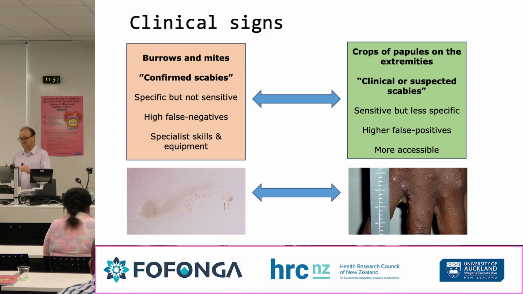This is the approach that we've used on the advice of Dan, who's done a lot of work in the Pacific: looking for crops of papules on the extremities, which become either clinical or suspected scabies, which is sensitive, but as Diana said, it is less specific, so there's likely to be more false positives, but it's also more accessible.